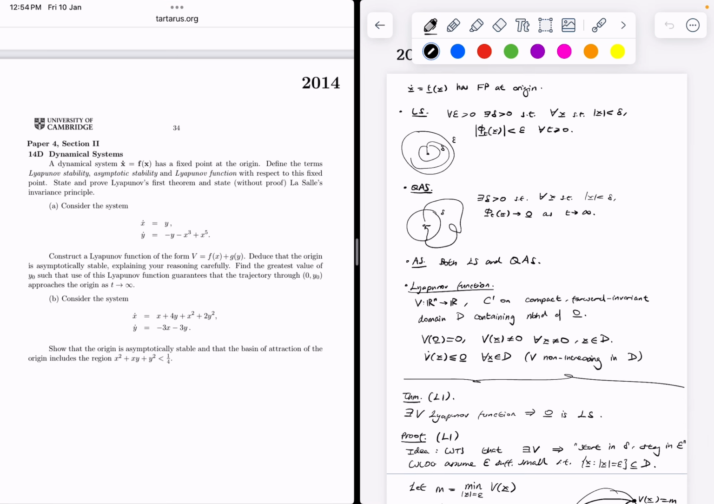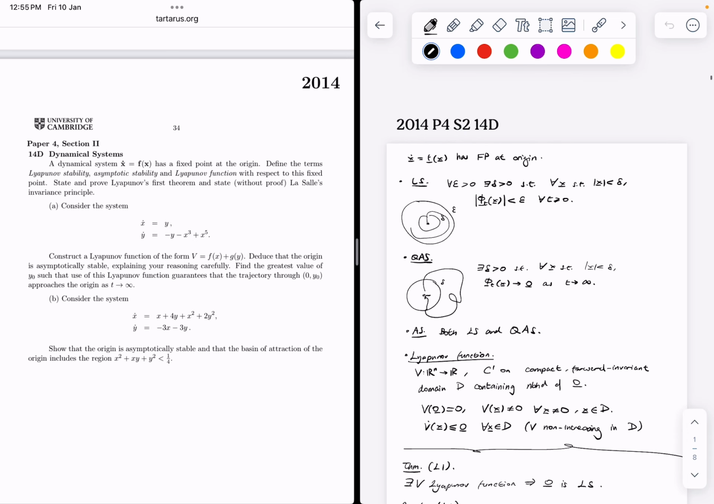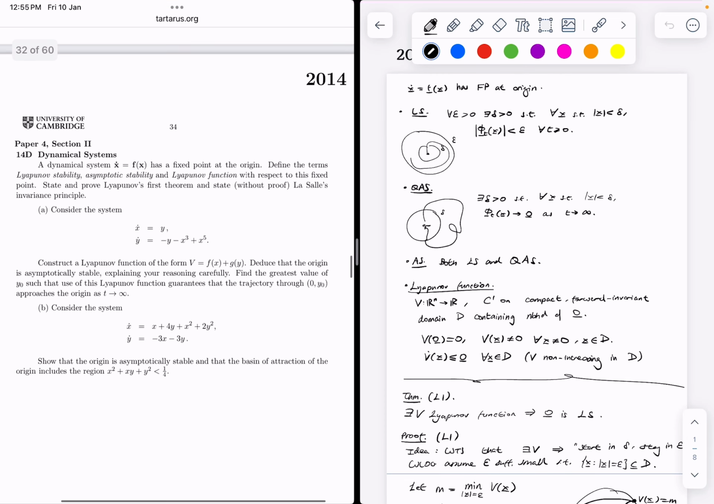They're all on classification of stability and using the Lyapunov functions and Lassalle's invariance principle, and so on, to show, for example, asymptotic stability and the domain of attraction. This question says we have a dynamical system with a fixed point at the origin. You want to define the terms, so it's quite straightforward.